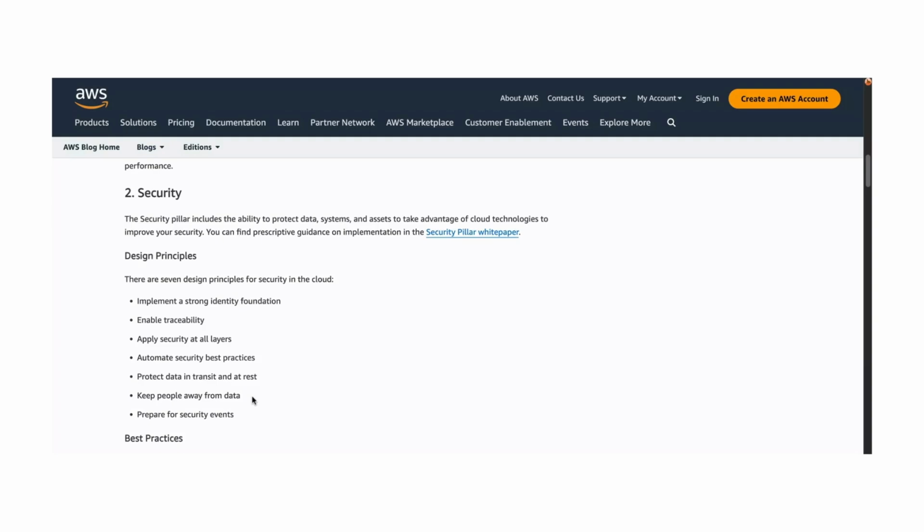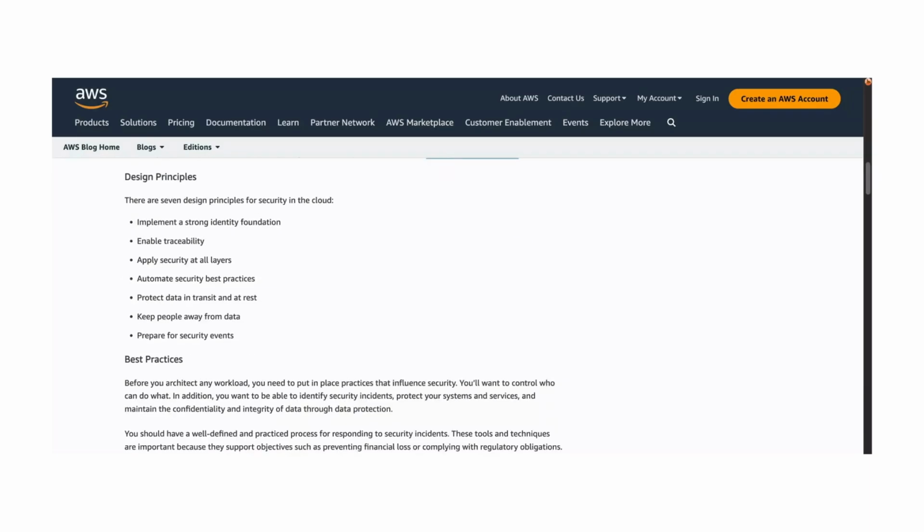The following principle, keep people away from data. For that, we should utilize AWS Systems Manager for secure, auditable access to our instances without direct access to the underlying operating systems. And last but not least, prepare for security events. That means we should develop an incident response plan using AWS Security Hub to centralize and automate security alerts and response actions. So that's it about security. Let's move on to the next pillar.